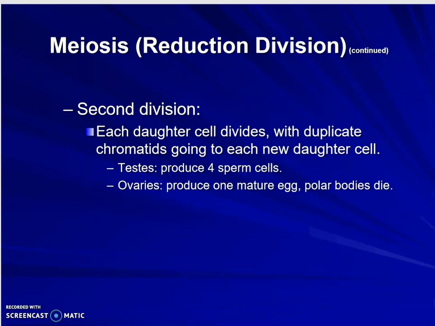In the second division, each daughter cell divides with duplicate chromosomes going to each new daughter cell. So those are identical copies. So each sister chromatid is an identical copy of the other. It was done in S phase of the cell cycle. And the result is always 4 haploid cells.